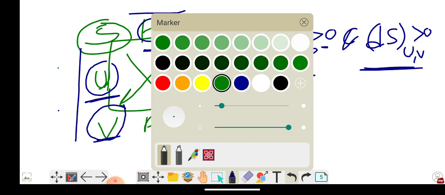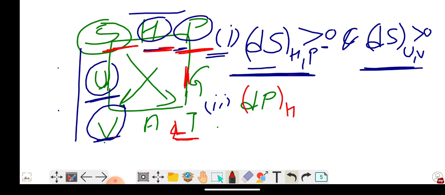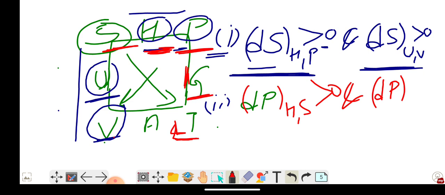Second, we have the spontaneity criteria in terms of dP. We have P here, so H and S are adjacent in one line along with P, and G and T are in line along with P. So dP at constant H and S is greater than 0, and another, dP at constant G and T is greater than 0. So this is the spontaneity criteria in terms of dP.